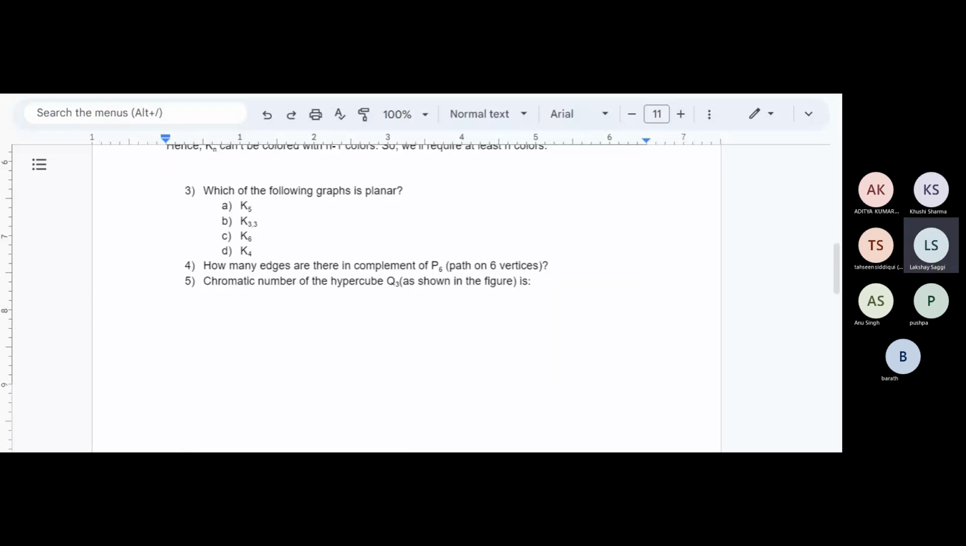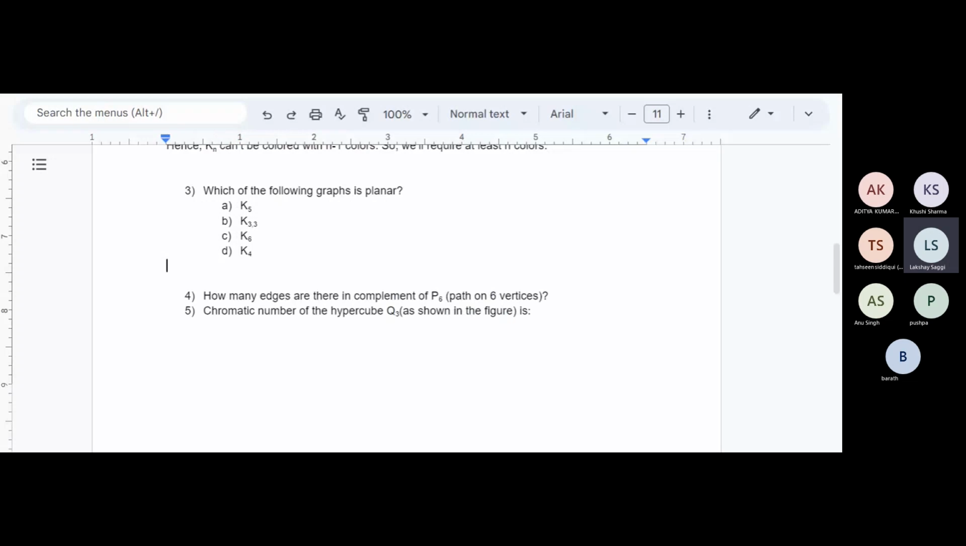Now let's come to the third question. Now this question is a bit easy. It's an MCQ based question: which of the following graphs is planar? If you guys want, you can answer in chat also. In the meantime, I'll also solve it.